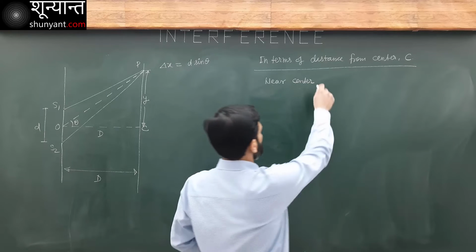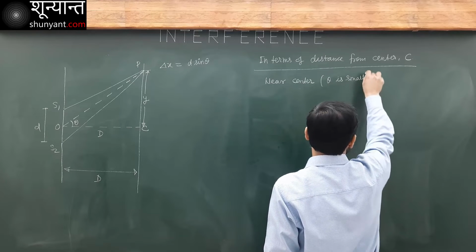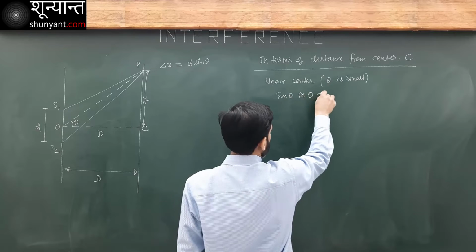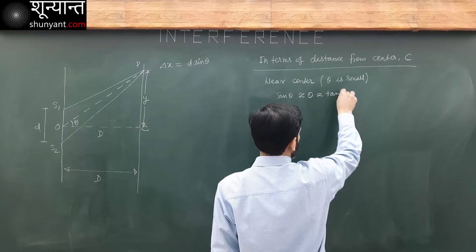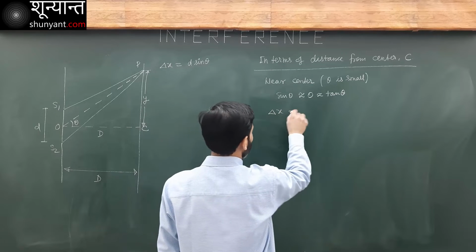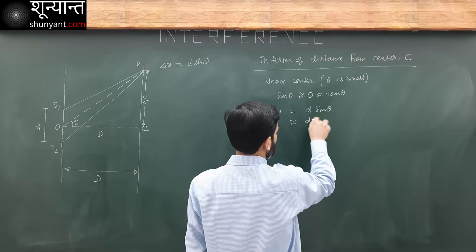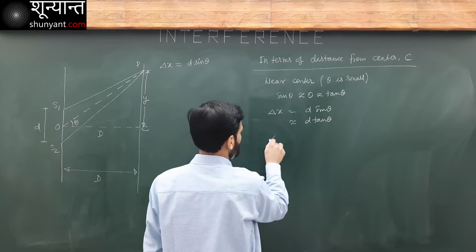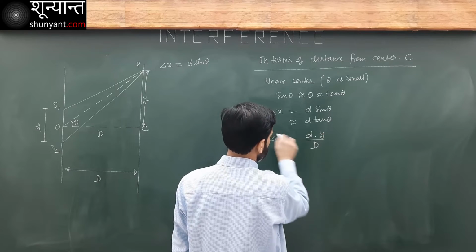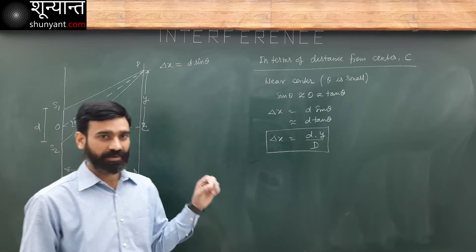Near center, that means theta is small. Sine theta is approximately theta, which is approximately tan theta. So delta x is equal to d sine theta, which is approximately equal to d tan theta. So delta x is equal to d times y over D. A very, very important expression.